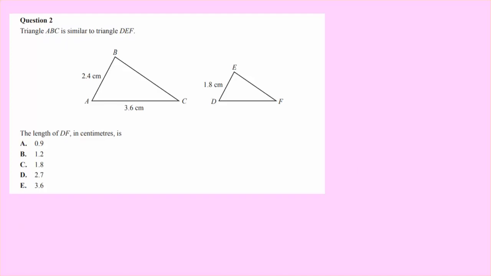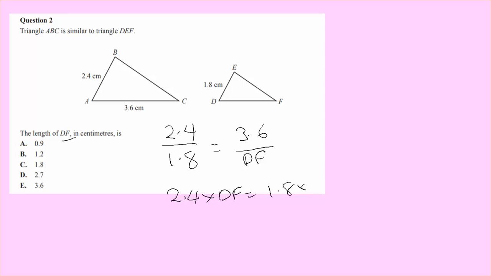Question 2. As soon as you look at that one, you probably think, similar triangles. There are different ways to do this. I'm going to do 2.4 corresponds to side length 1.8 and 3.6 corresponds to side length DF, which is what I want to find out. Then I cross multiply: 2.4 times DF equals 1.8 times 3.6. Divide by 2.4 on both sides. Put that into my calculator, and DF equals 2.7. So D.